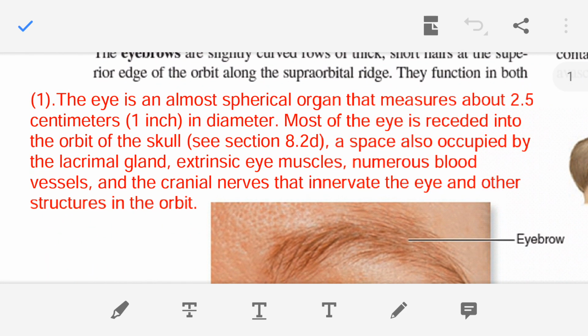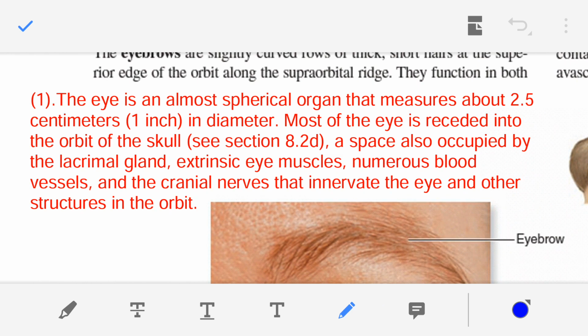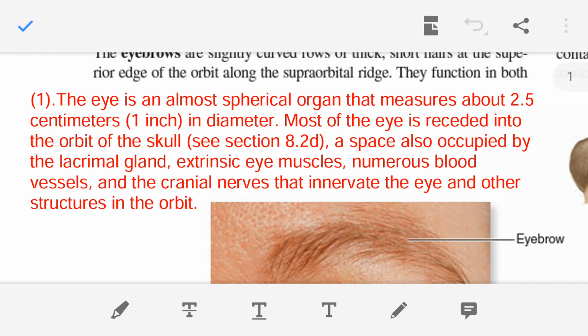Now, the shape of the eye is almost spherical, that means a rounded organ, and the eye measures about 2.5 centimeter, that is 1 inch, in diameter. Now most part of the eye is present in the orbit. Orbit is included in the skull, so we can say our eyeball is present in the orbit of the skull.